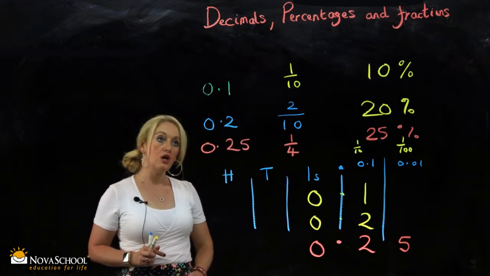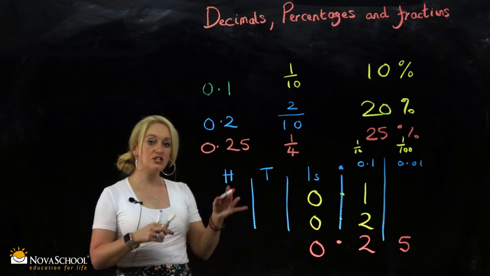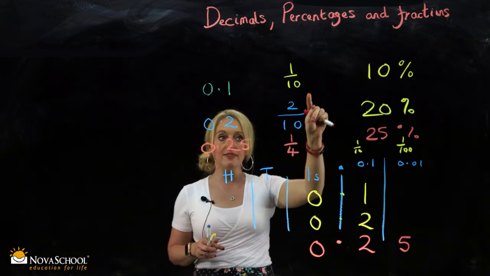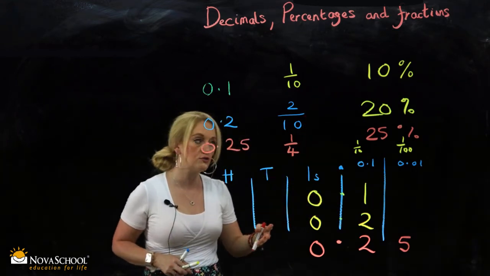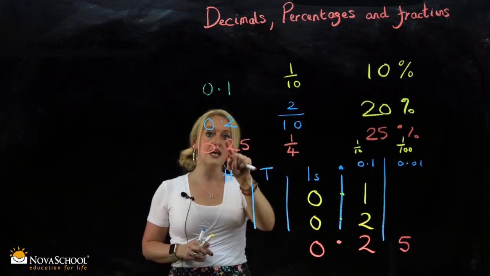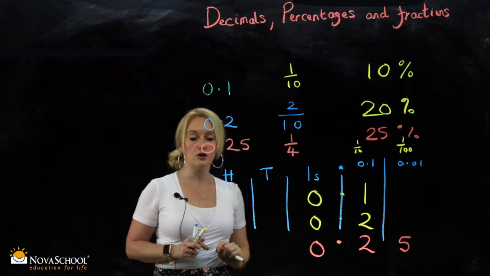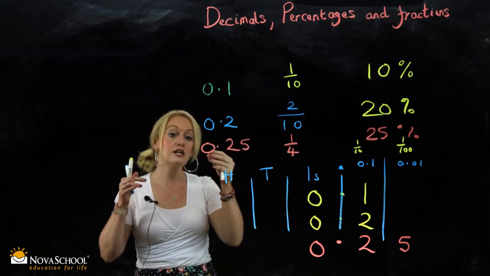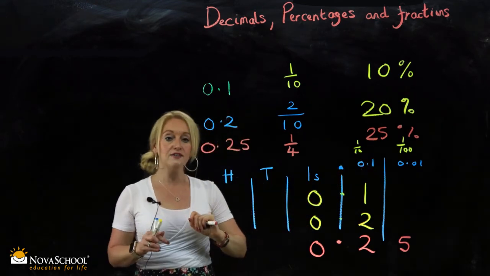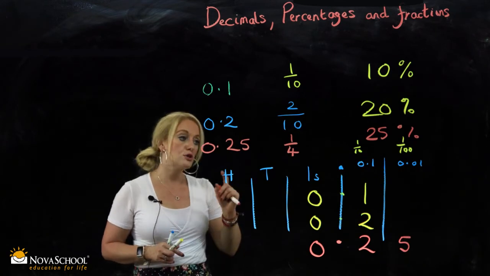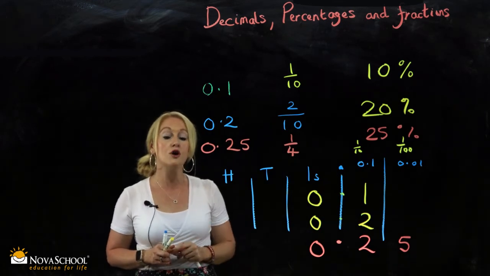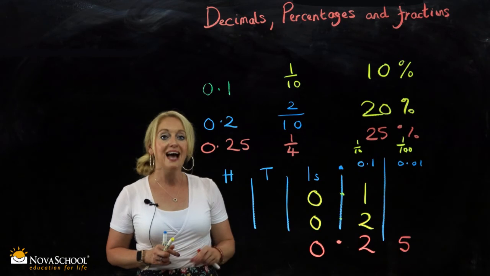Okay? So let's recap. Decimals, percentages and fractions. We start with 0.1 and 0.2, nice and easy. 1/10 and 2/10 out of 100. 10%, 0.1 is 10% of 100. 0.2 is 20% of 100. And 0.25 is a quarter of 100 because 4 lots of 25 make 100. Okay? So try this one at home and see if you can take the challenge of deciding what 0.5 is as a fraction and a percentage.